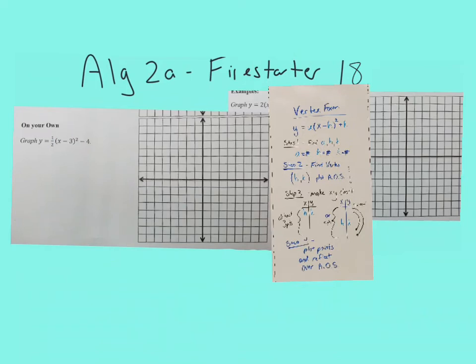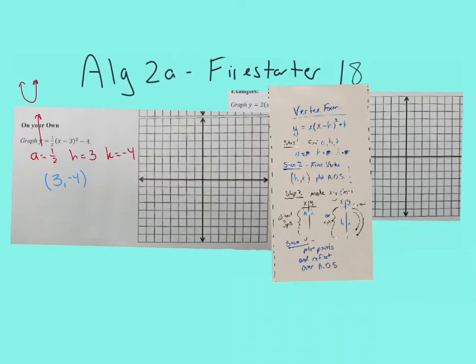Alright, this next one is another vertex form because it has one set of parentheses, so I'm going to go a little bit quicker here. So A is 1/2. So that tells me that it's going to be a regular shaped U, and actually it's going to be a little bit wider than normal. H is going to be positive 3. K is going to be negative 4. So my step 2, my vertex is at (3, negative 4).